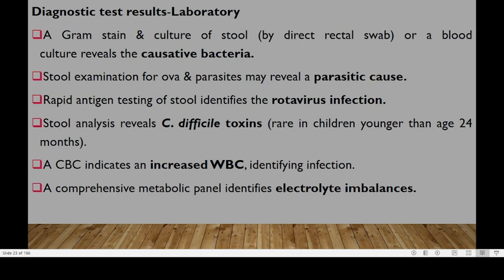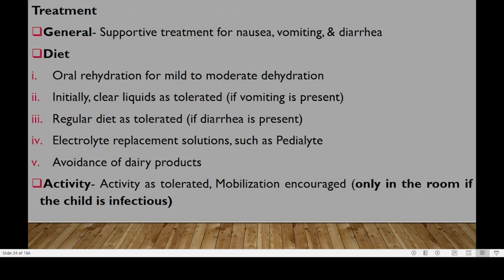In terms of diagnostic tests, you could do a gram stain and a culture of the stool or a blood culture, which will reveal the causative bacteria. Stool examination for ova and cysts may reveal a parasitic cause, while rapid antigen testing of stool identifies rotavirus infection. Stool analysis will reveal Clostridium difficile toxins, although it's rare in children younger than age 24 months. CBC will indicate increased white blood cells, and this will help identify infection. A comprehensive metabolic panel identifies the electrolyte imbalances.